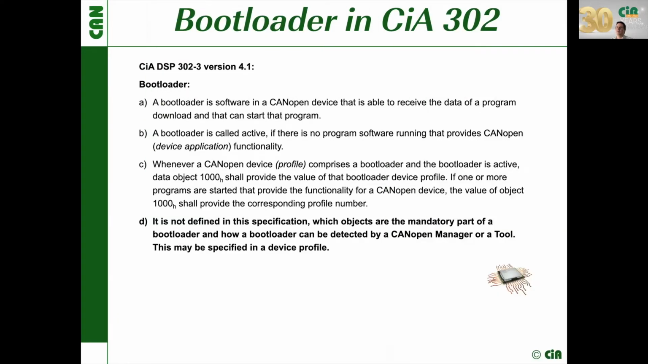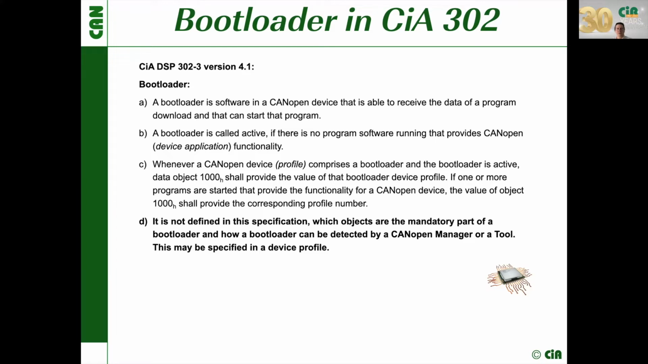So let's have a look at the document 302-3 that specifies the bootloader. And there we find the definition. A bootloader is a software in a CANopen device that is able to receive the data of a program downloaded and that can start that program. So far so clear. A bootloader is called active if there's no program software running that provides CANopen device application functionality. So we have a bootloader that can be either active or inactive, and if it's active, we can update the device application program.